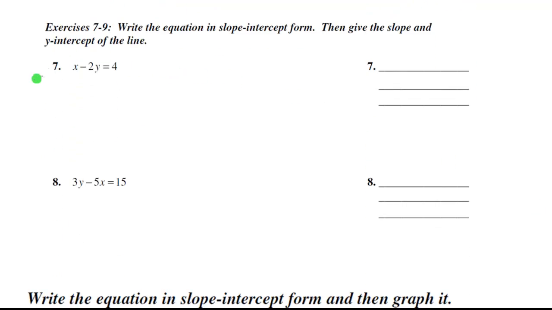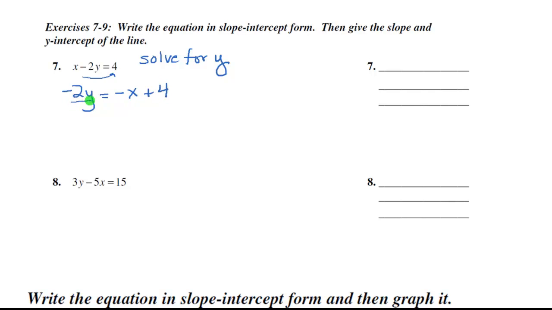Okay, now we have an equation of a line, and we have to put it in the slope-intercept form, and then give what the slope and the y-intercept of the line are. So basically what that means is we want to solve for y, because if we solve this equation for y, we will have the slope-intercept form of the line. So we're going to move the x over to the other side, which means we're going to subtract x. So we have -2y equals -x plus 4.